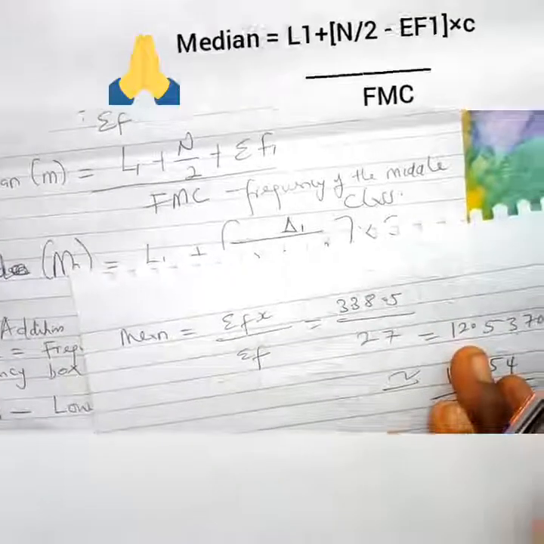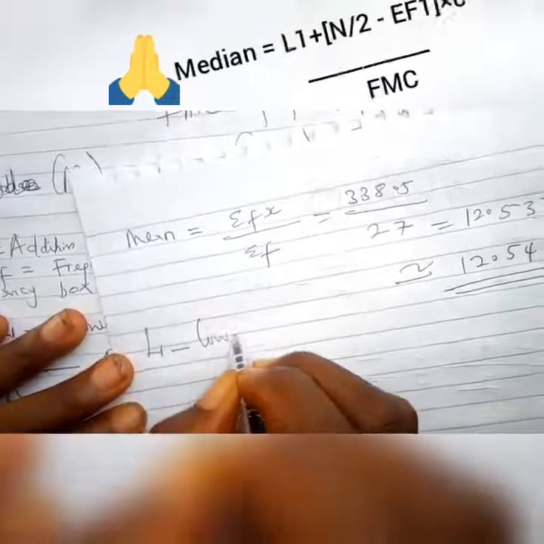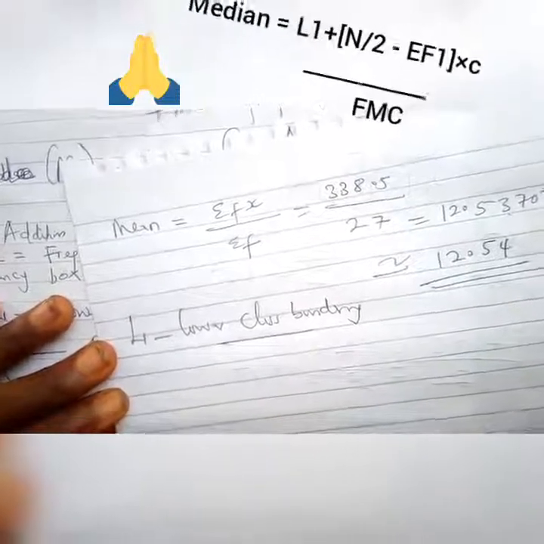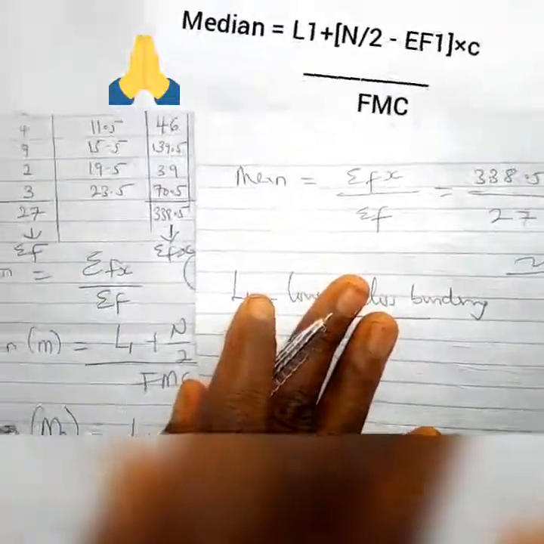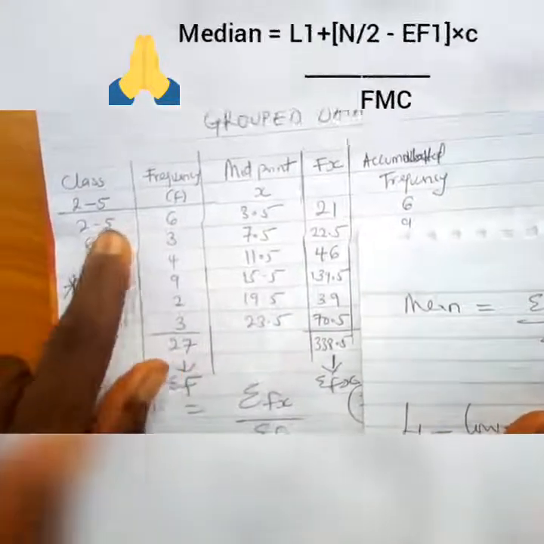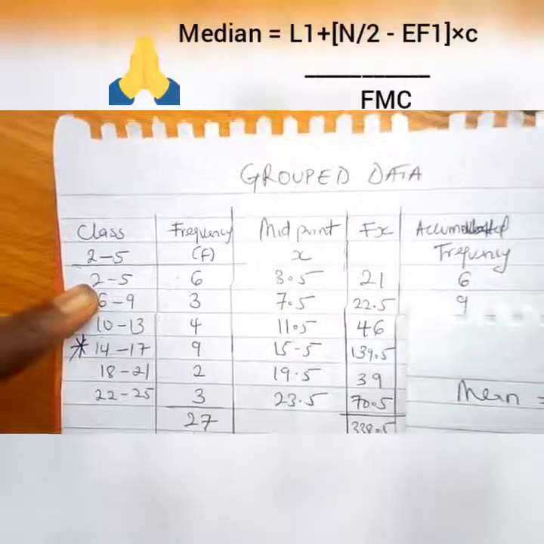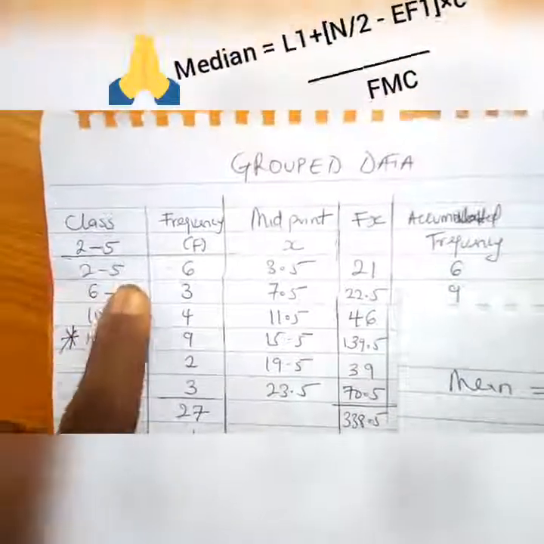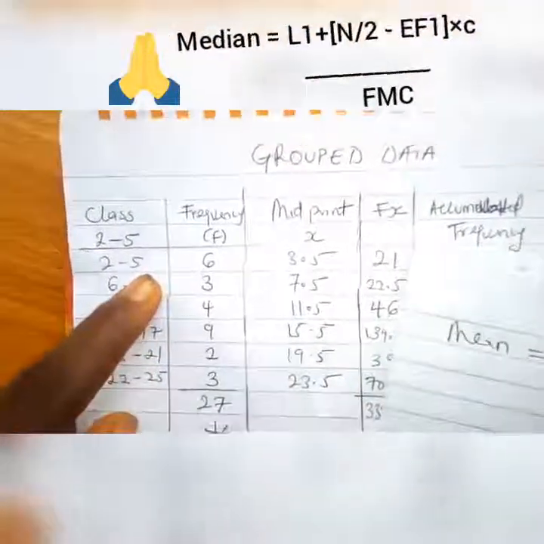So right here in the formula we have L1, which I said is the lower class boundary. And for you to get the lower class boundary, you subtract 0.5 from the lower class limit here and add 0.5 to the higher one here. I hope you get that. This is the lower and this is the higher. So you subtract 0.5 from 2, then you add that 0.5 to 5. I hope you are getting that. So let's try that out.